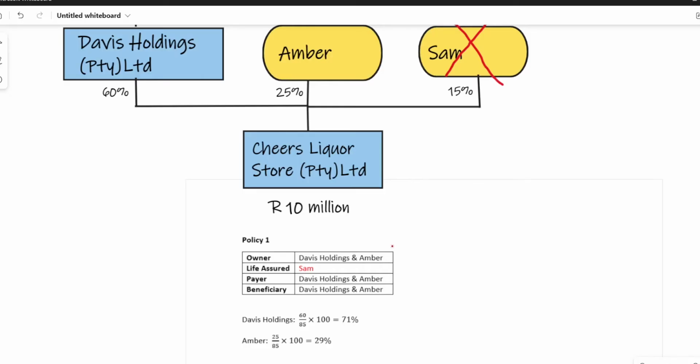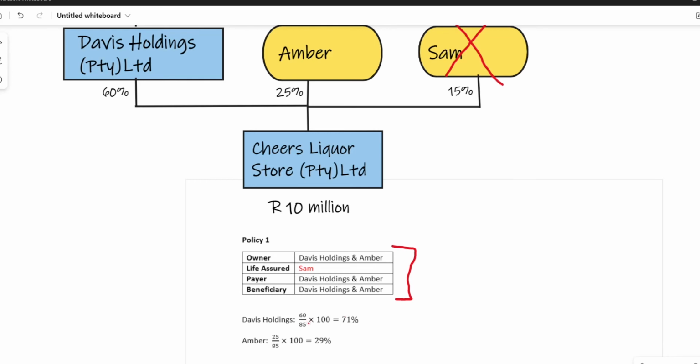So once we have the policy structure set up, as in here, we need to now figure out what the splits are. This policy is not owned in equal parts, and the payer of the policy is not going to be in equal parts, and the beneficiary is not going to be in equal parts, because the shareholding in Cheers Liquor Store is different. So now we need to figure out the premium splits. Now this is going to be an important calculation, because this percentage will drive what the value of the cover is applied for, and it will drive how the premiums are actually split up.